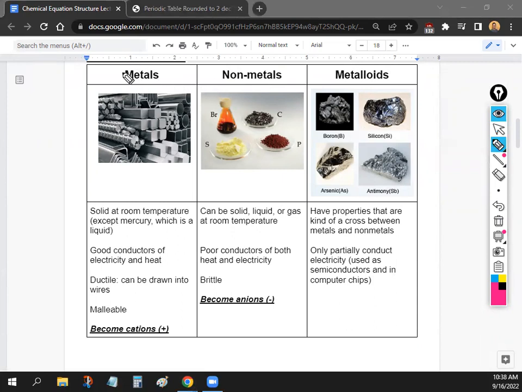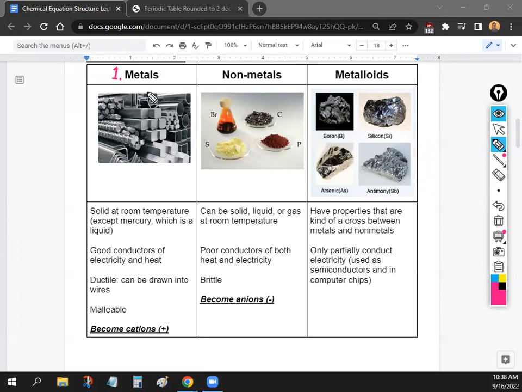The first type is metals. Just make sure you write this part down. Just write the word metals. And we all know what metals are, right? Metals are solids. There's one exception, which is mercury. Metals are good at conducting heat and electricity. We can make wires out of them. If you heat them up, they bend without breaking.